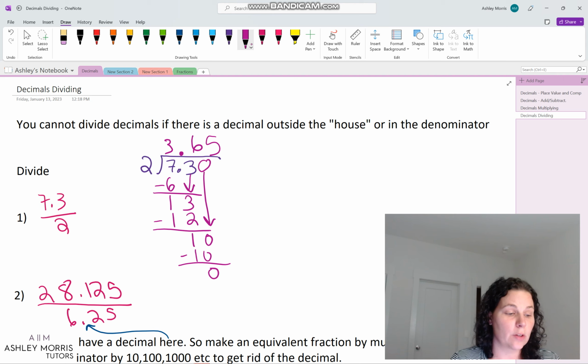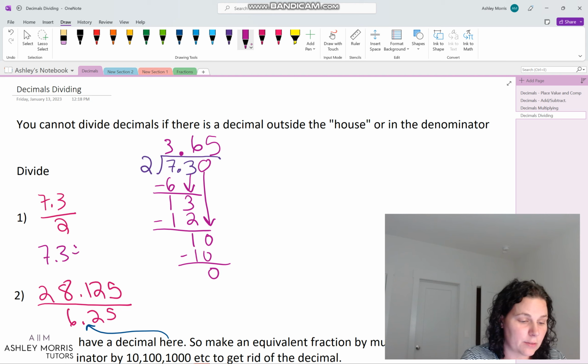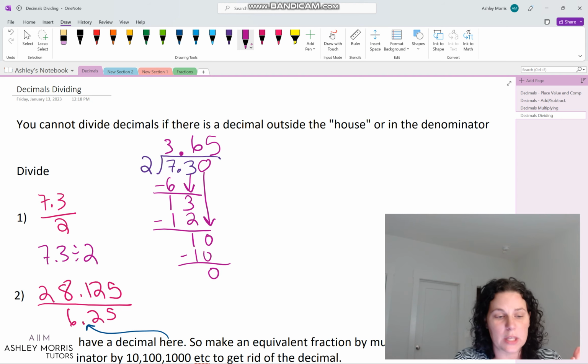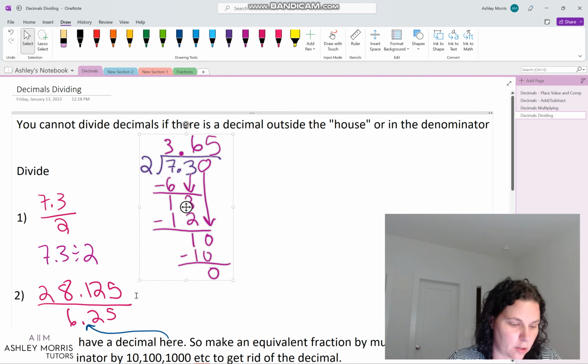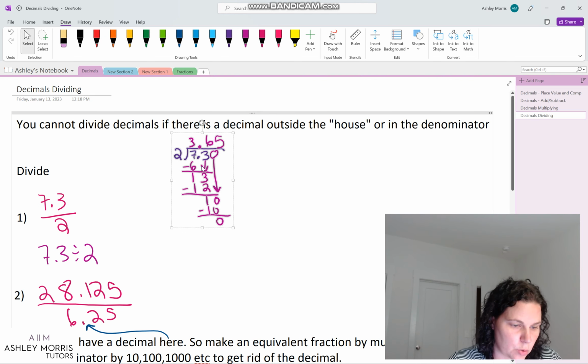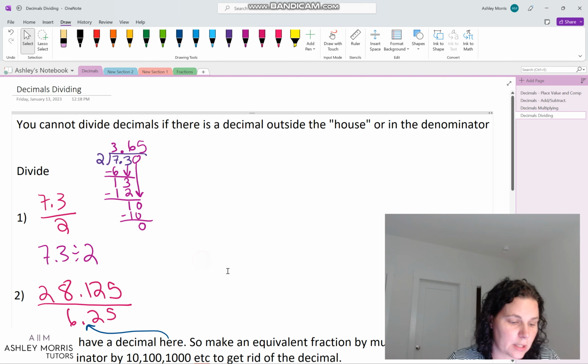So we just did regular long division. I started out as 7.3 over 2. We could have written it as 7.3 divided by 2. They're all the same thing. It means divide. So I'm going to shrink that a little bit so I have space for number 2. Number 2 is where it's going to get a little bit trickier.